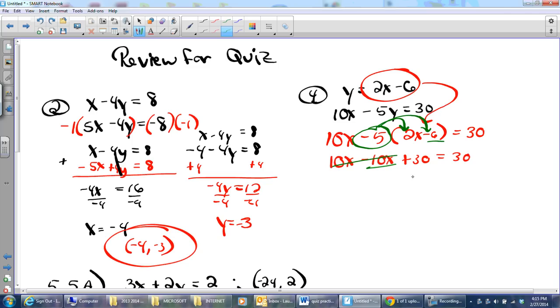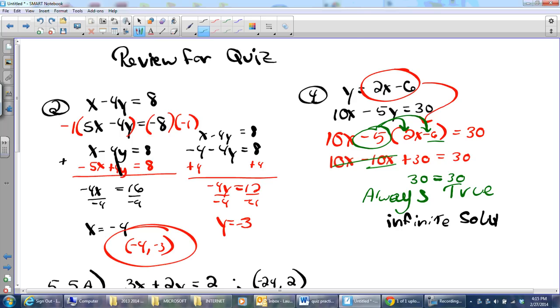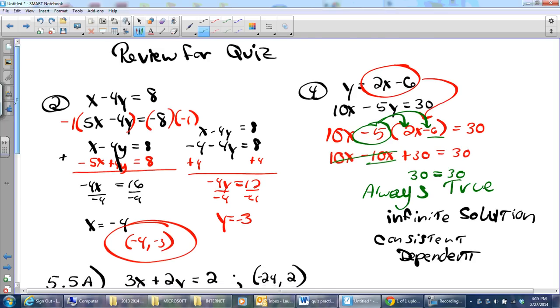These cancel, combining like terms, and I get 30 equals 30. Well, that's always true. And therefore that makes it have infinite solutions. Okay? Infinite solutions. And since there is a solution, it's consistent. And since there's more than one, it's dependent. Remember, independent kind of means by itself or alone. And these solutions are not by themselves.